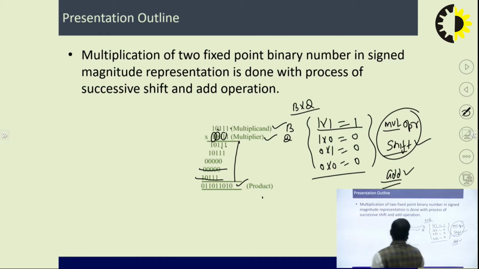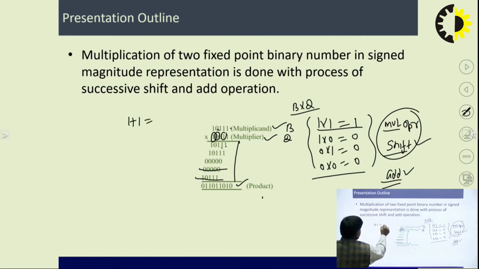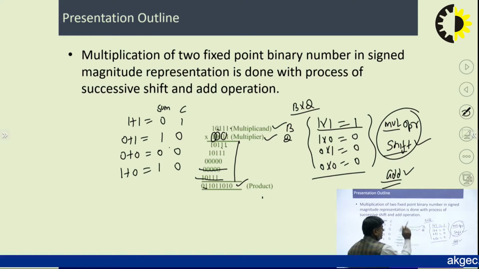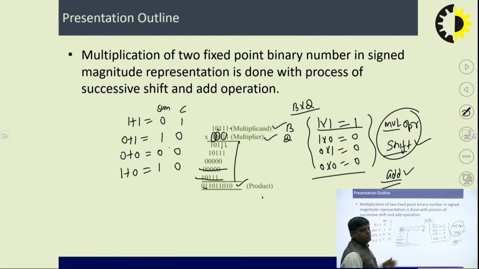For binary addition, 1 plus 1 is 0 as the sum, and carry 1. Using this rule, we add these bits and find the answer here. 0 plus 1 is 1 and carry 0. 0 plus 0 is 0 and 0, and 1 plus 0 is 1 and 0. So using this rule, we find the final solution for the multiplication of B and Q. This is the normal multiplication algorithm we use for any two binary numbers.